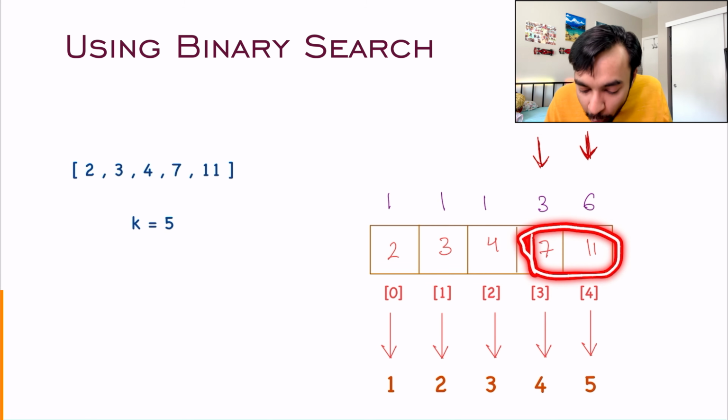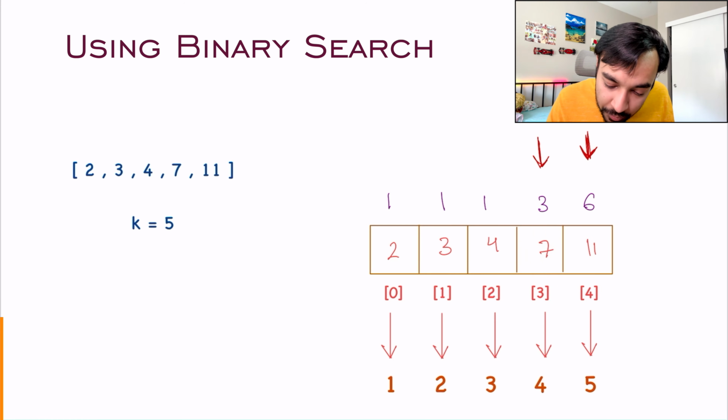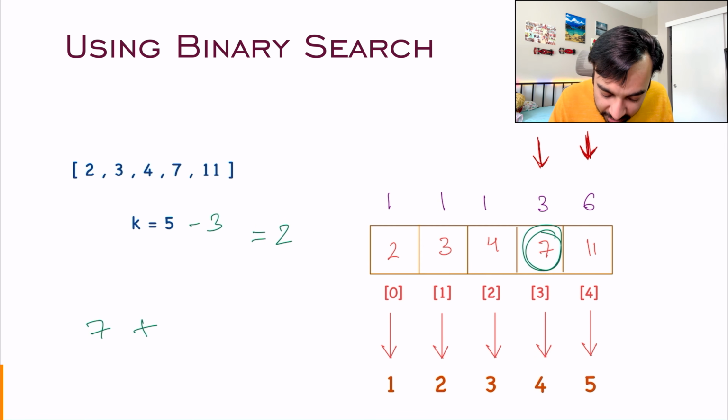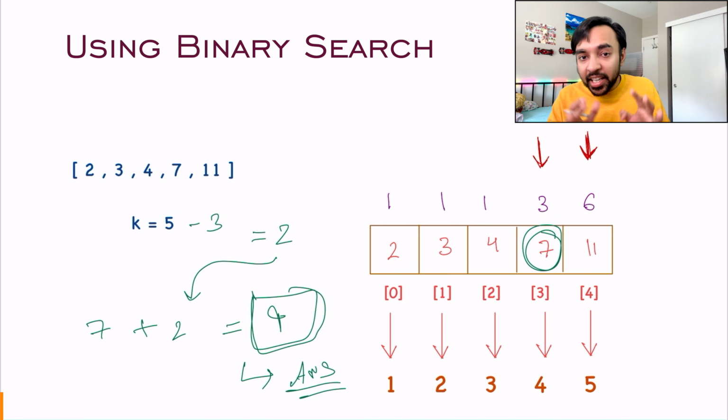Correct? You have already found out 3. You have already found out 7. So you do 5 minus 3, and that gives you a 2. And then to eventually get your answer, you take up this element 7, and then you add up this 2 over here. And that gives you a 9. And 9 is simply the answer. So this is how you can take the advantage of binary search to get a solution that works in order of log n time.